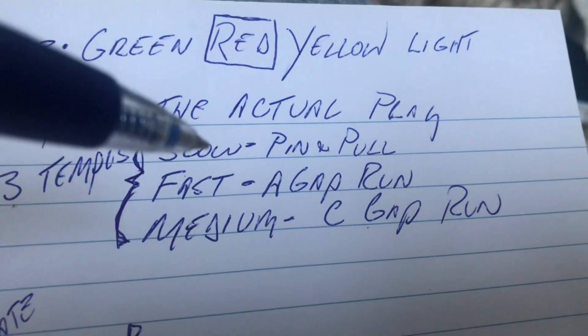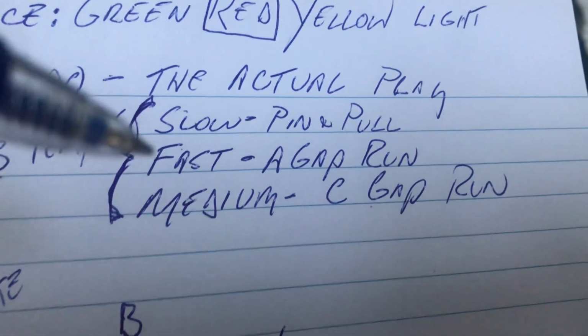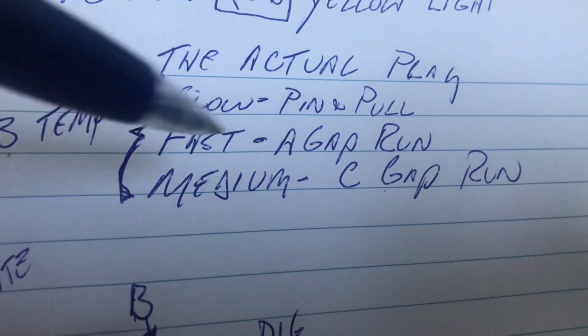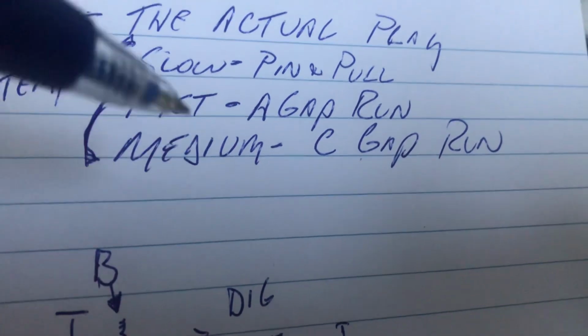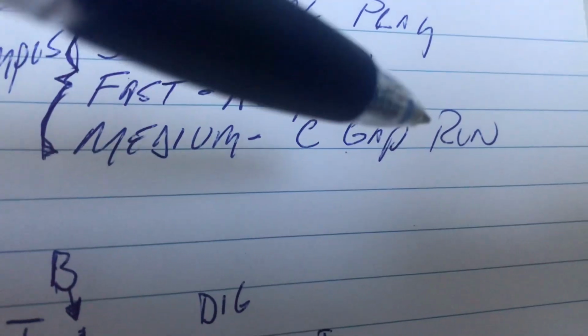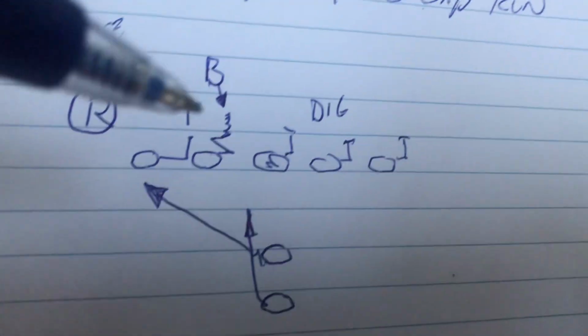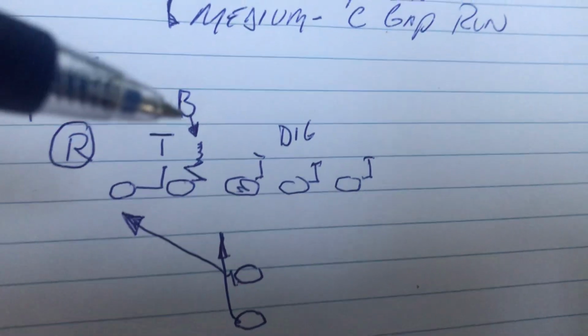There's a slow play, for example, pin and pull or toss sweep. There's a fast play, some sort of dive or wishbone dive or A-gap run. And then there's a medium tempo play, the C-gap run, okay? And I just want to talk about how these tempos affect what we're doing here.